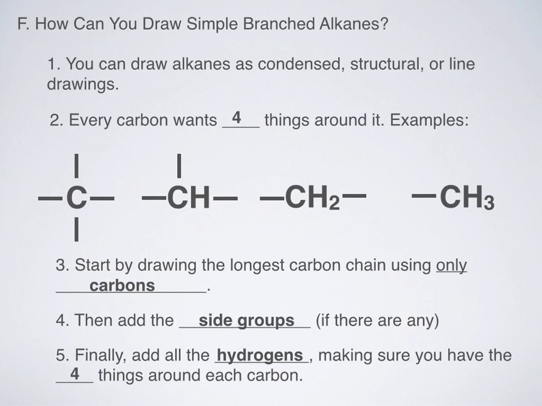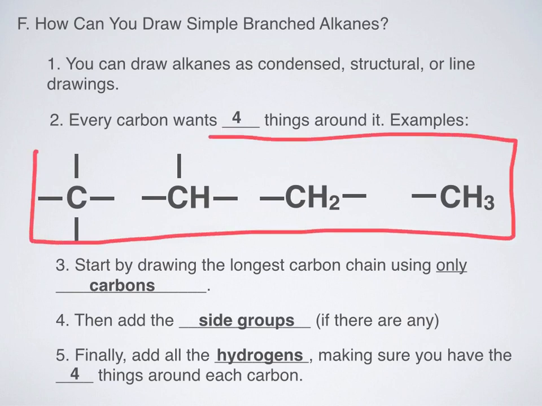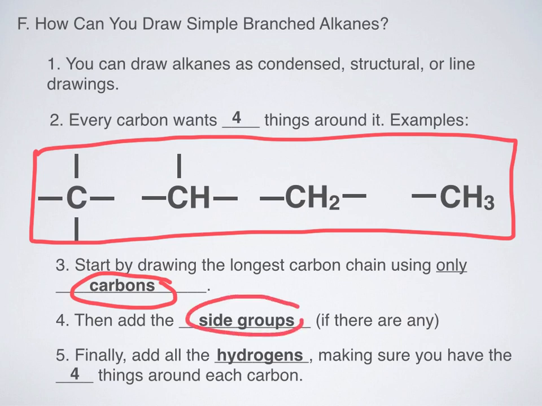So again, here's a really good, this looks way better than my drawings did. But you want to start by drawing the longest carbon chain using only carbons. Okay, you don't want to add anything. You just want to start with just a straight chain of carbons. Then after you do that, you can start adding your side groups, and then at the very end you can add your hydrogens, making sure that you have 4 things around each carbon. But again, that's kind of how we want to draw these things. So we want to start with our carbon chain, then add our side groups, and at the very end make sure that our hydrogens are all okay.